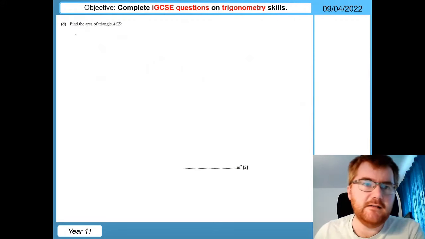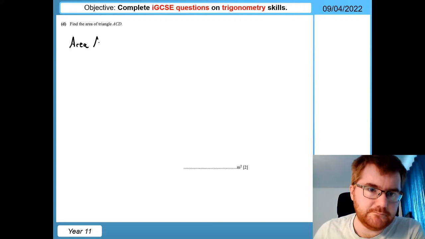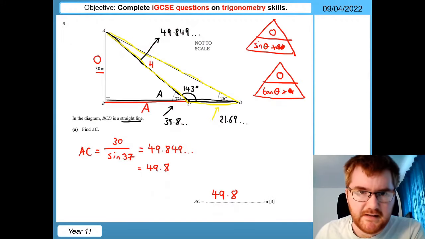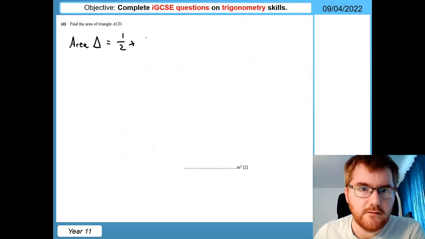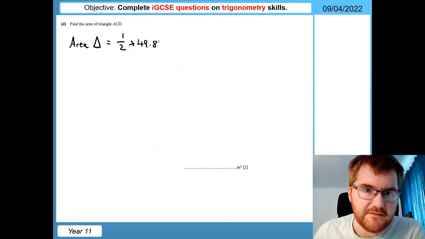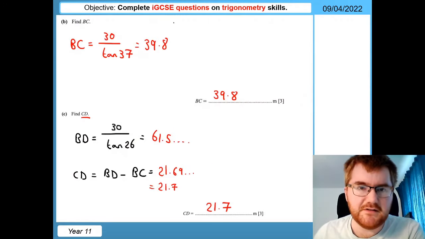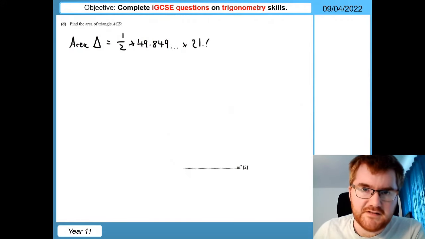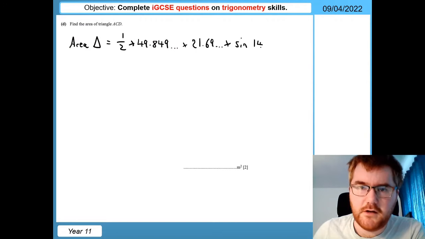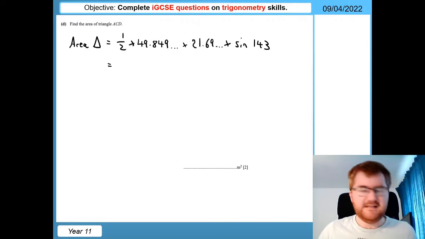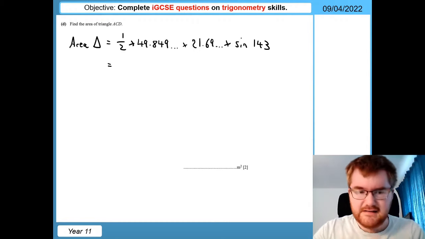So the area of the triangle is equal to a half times, well, these two sides, that 49.849 dot dot dot times literally what we just worked out, so 21.69 dot dot dot times the sine of the angle in between, which was 143. Just showing my working. Now I haven't used too many decimal places here, so let's see if we get the exact answer they're looking for.